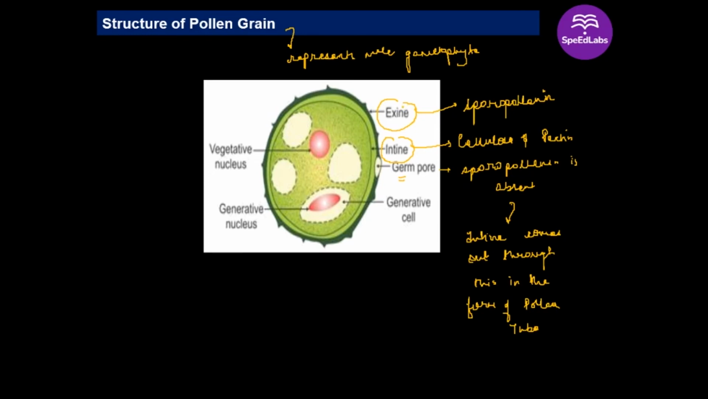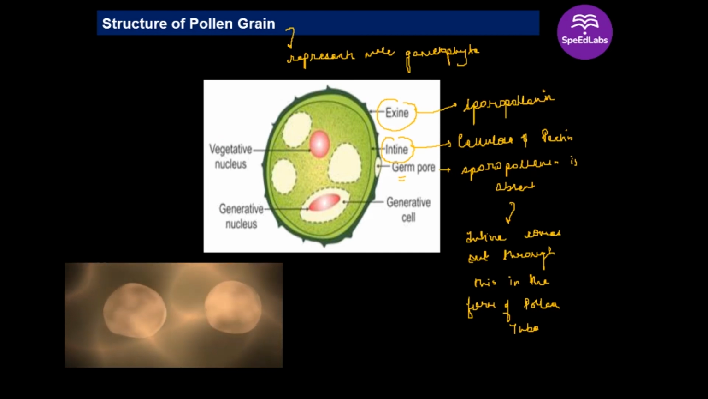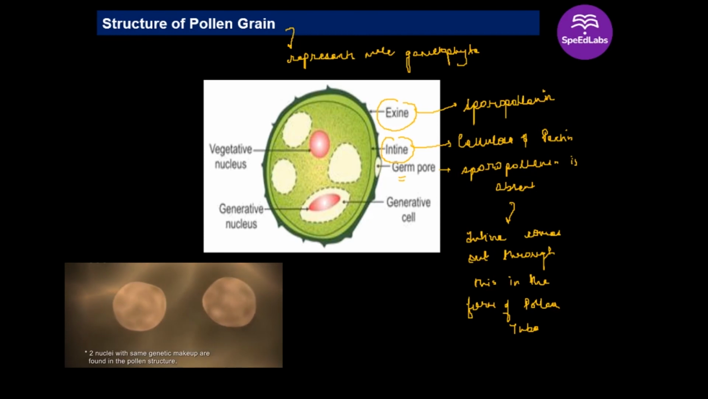Alright, so exine is made up of sporopollenin, which is a highly resistant organic material. It can withstand high temperatures, strong acids, alkalis, everything. Then intine, which is made up of cellulose and pectin, and then we have the germ pore. Germ pore is the place where sporopollenin is absent. Now when our pollen grain is mature, inside the pollen grain we are going to find 2 cells.